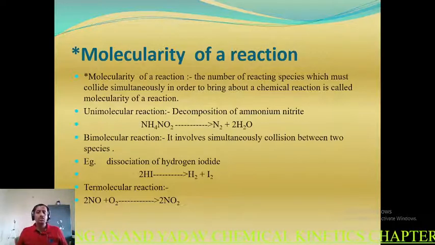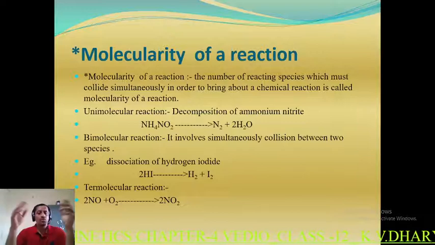Another term used in this chapter is molecularity of the reaction. The molecularity of a reaction is the number of reacting species which must collide simultaneously in order to bring about a chemical reaction. There may be unimolecular, bimolecular or termolecular reactions. Molecularity cannot be 0 and cannot be a fraction; order may be 0 or a fraction, but molecularity is always 1, 2 or 3.